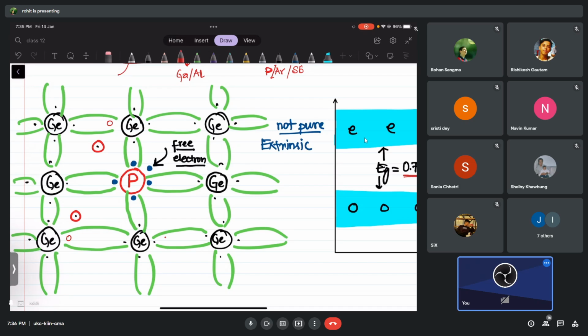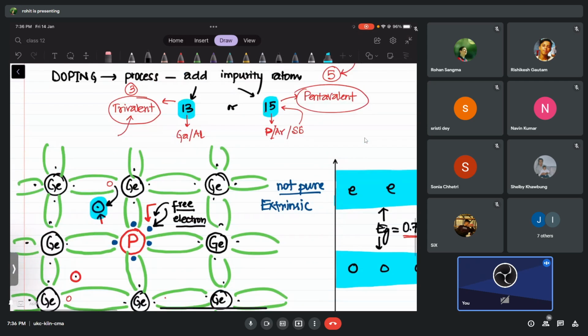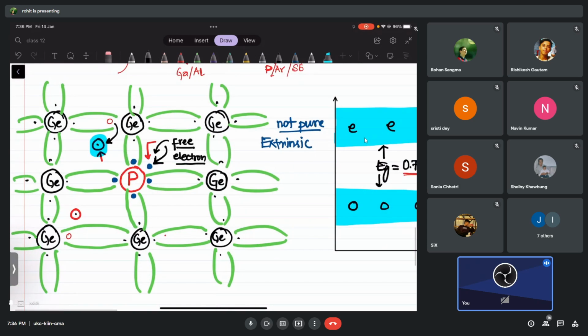Now you have to tell me properly one more thing. What about this free electron, guys? Is it same like this free electron or not? Don't forget about this free electron. This free electron came from what, guys? Germanium. From germanium, yes. And this free electron came from phosphorus. Now think and tell me, do you think these two electrons will have same energy level or same energy values or different energy values?